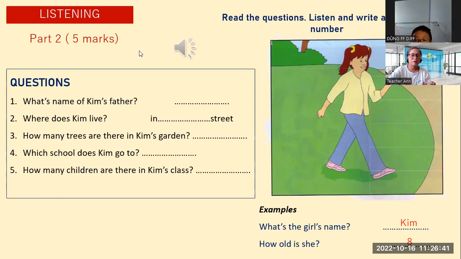Three. Do you have a garden at your house? Yes, and there are 7 trees in it. How many trees? 7. It's a big garden. Four. And where do you go to school? I go to Red House School. Is that R-E-D? Yes, that's right. Five. And how many children are in your class? There are 14. 14? That's a small class. It's okay. I'm very happy there.